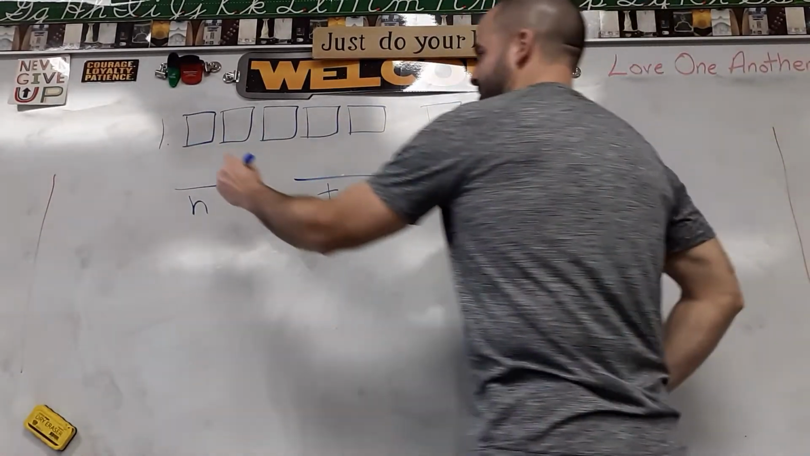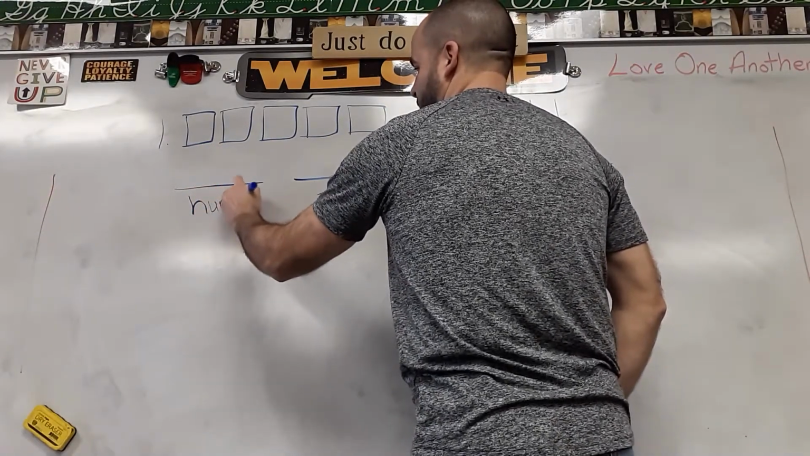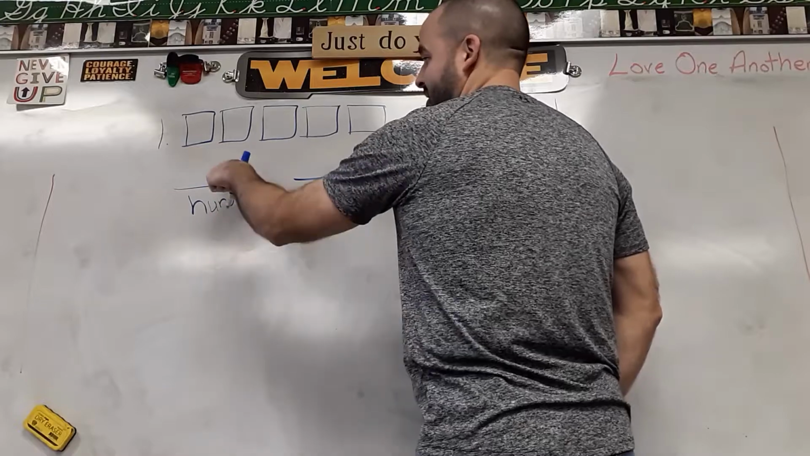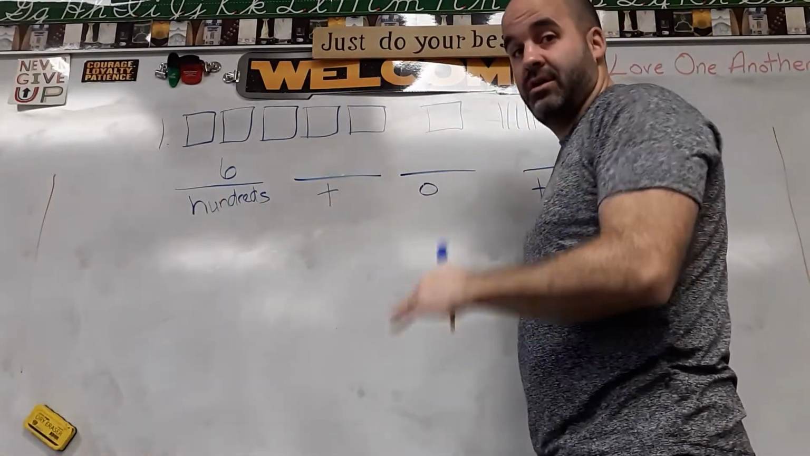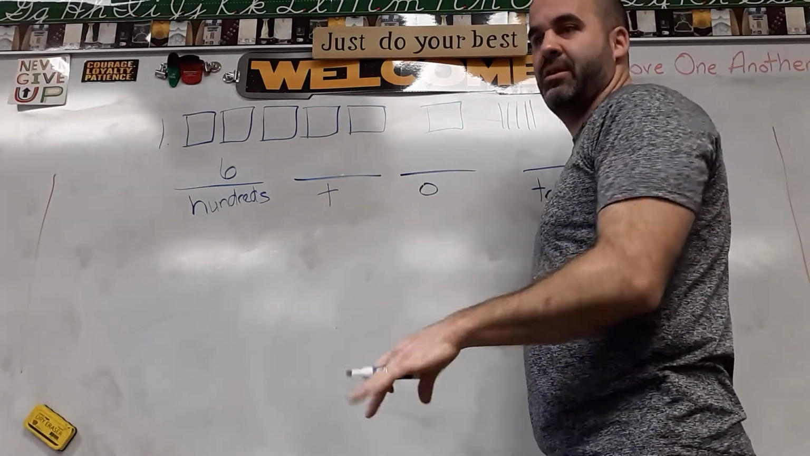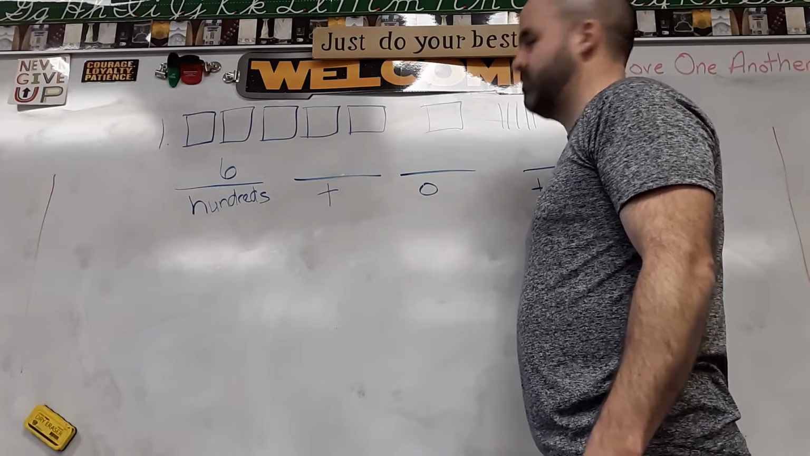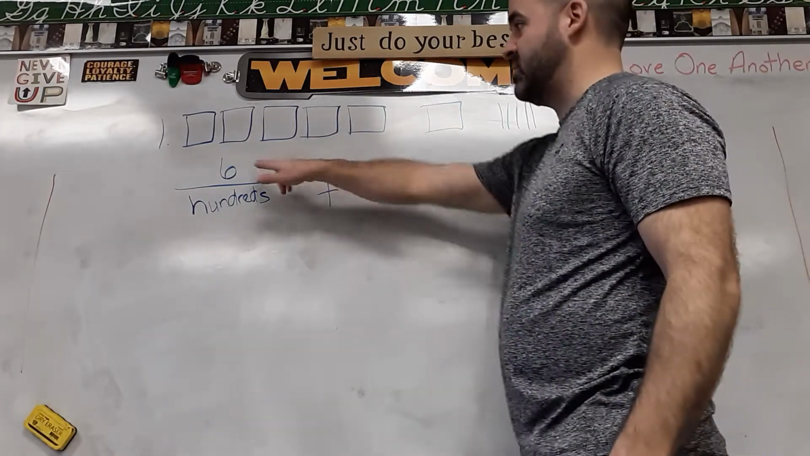5, 6. So right here, since I'm going to write out the word hundreds, we're not going to write 600 on here. We're just going to write down 6, because there's 6 hundreds, okay? If you write 600 there, that means there's 600 hundreds, which means 60,000. We do not have 60,000 here. We have 600. So just a 6.